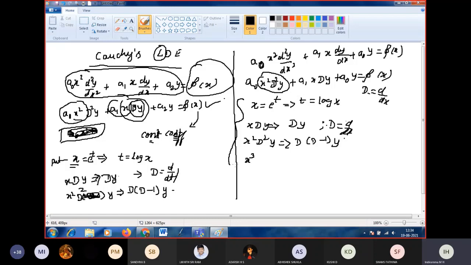Put x equal to e power t, so t equal to log x. In place of x dy, you just write Dy, where the capital D stands for d by dt. Next, x square d square y is reduced to D into (D minus 1) y, where capital D stands for d by dt. If you have x cube d cube y, then it is reduced to D into (D minus 1) into (D minus 2) y, etc.